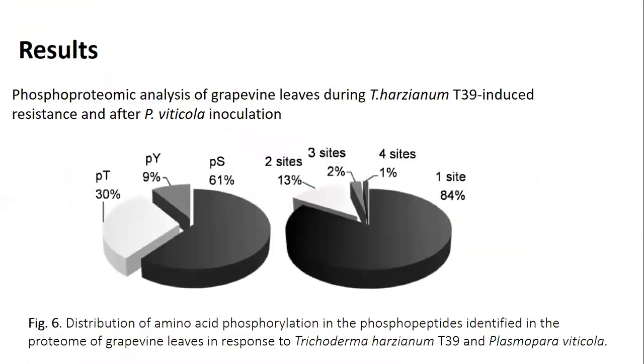This figure demonstrates the distribution of amino acid phosphorylation in phosphopeptides. The distribution of phosphorylation sites identified in 165 phosphopeptides was 61% on serine, 30% on threonine, and 9% on tyrosine.